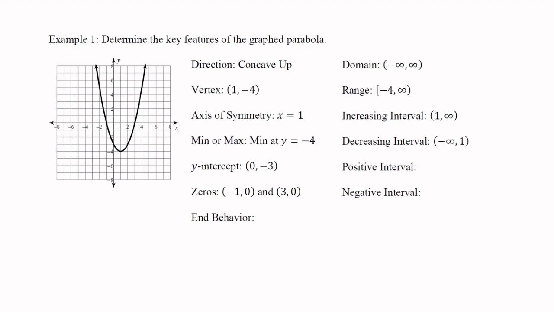Notice that we increase on one side of the axis of symmetry and decrease on the other side of the axis of symmetry. Our positive interval is from -infinity to -1, union with 3 to infinity. Notice that those two values are also our x-intercepts, and our negative interval is from -1 to 3. Finally, end behavior: since both sides of the parabola are pointing upwards, both ends are going to infinity.